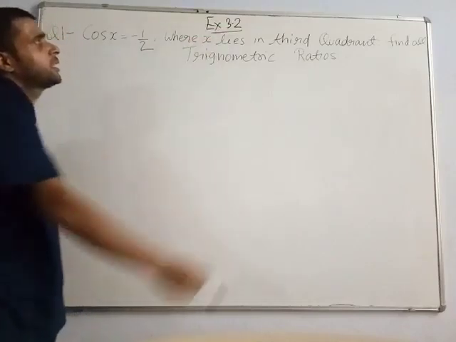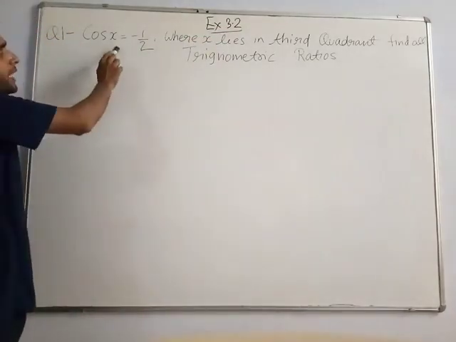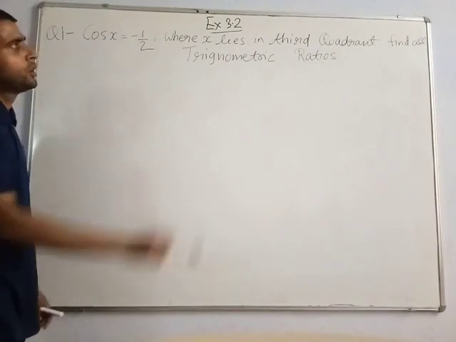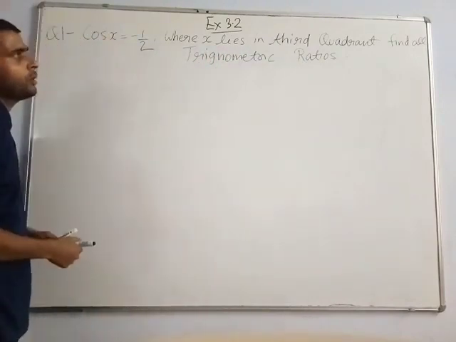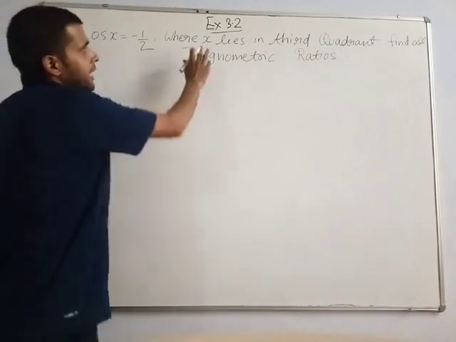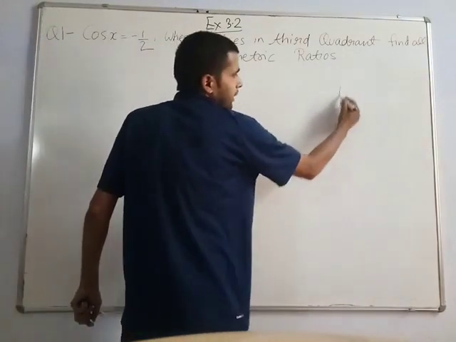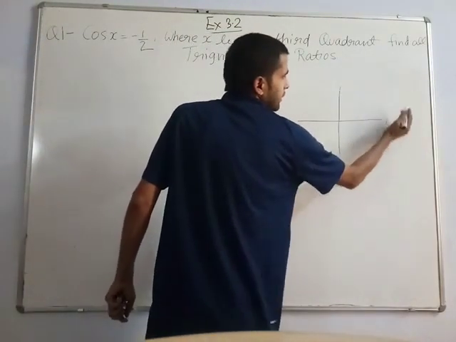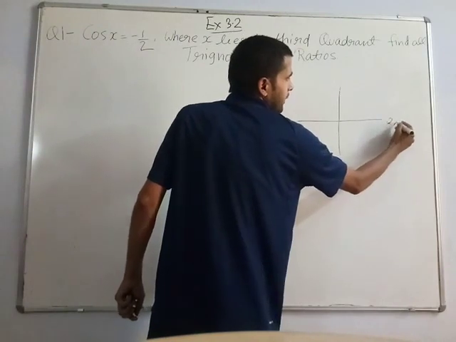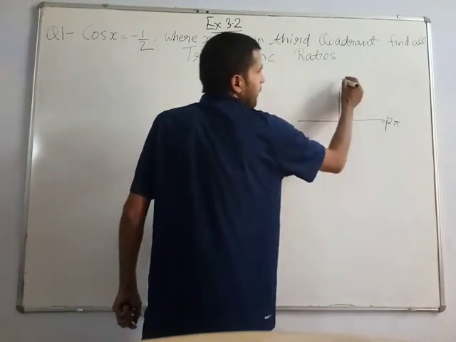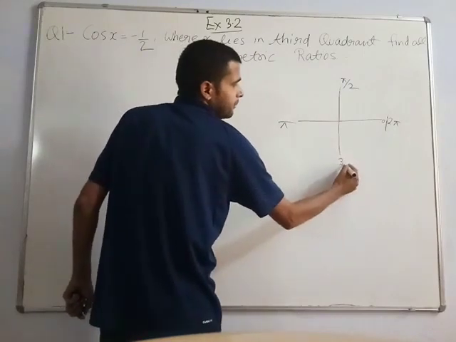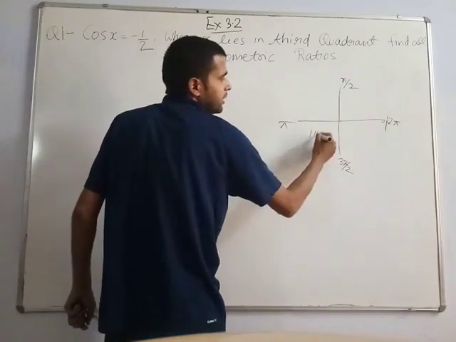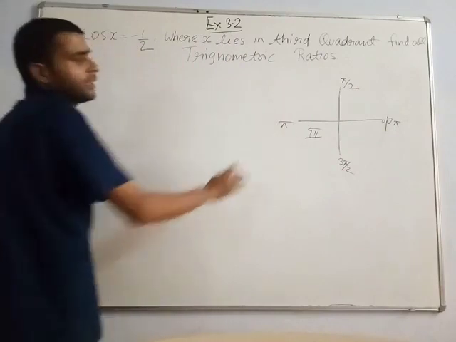Then exercise 3.2, question number 1: cos x equal to -1/2, where x lies in the third quadrant, find all trigonometric ratios. X lies in the third quadrant means, this is 0 or 2 pi, pi upon 2, pi and 3 pi upon 2. This lies in the third quadrant.